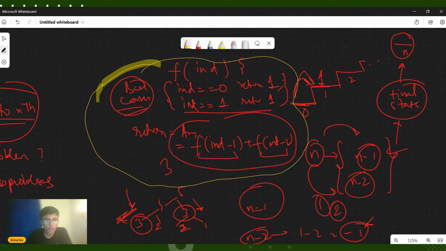Okay, so can anyone tell me, did you observe that this particular problem is also very similar to the Fibonacci number problem? Can anyone tell me how exactly it is similar to the Fibonacci number problem?